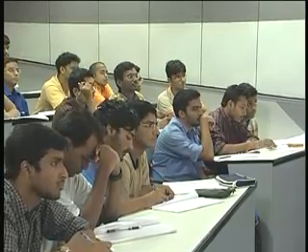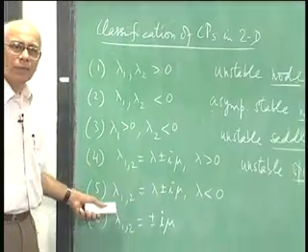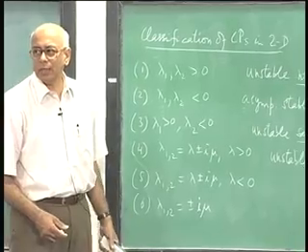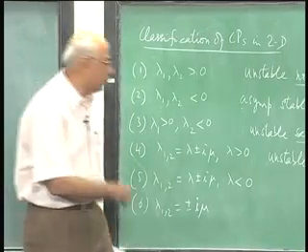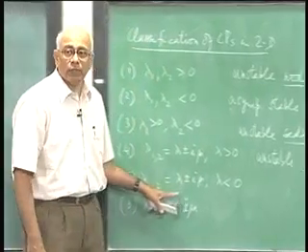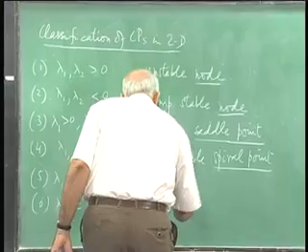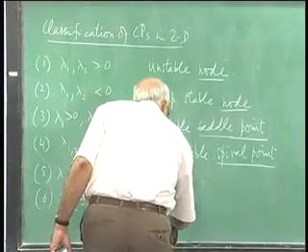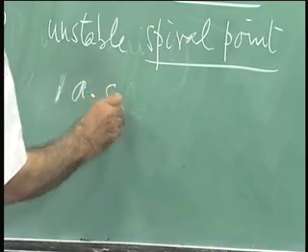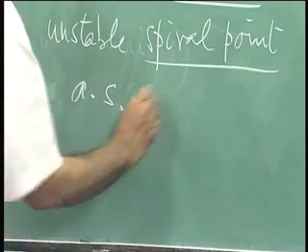What would I call this? It would just be an asymptotically stable spiral point, things would flow in. This is what happened in the case of the damped simple harmonic oscillator. So this is an asymptotically stable spiral point.